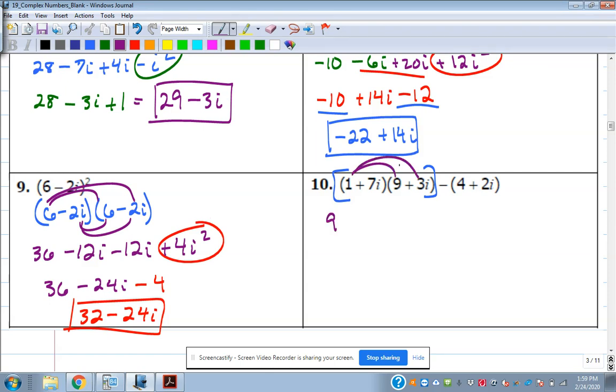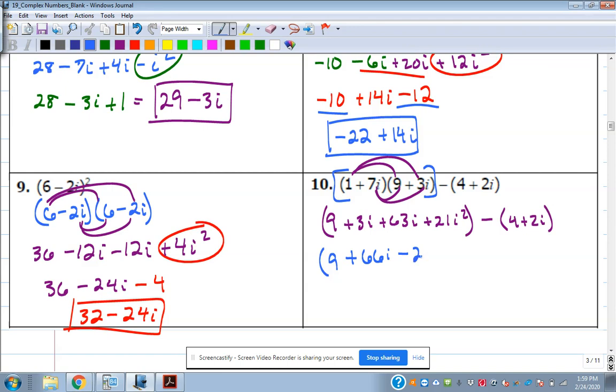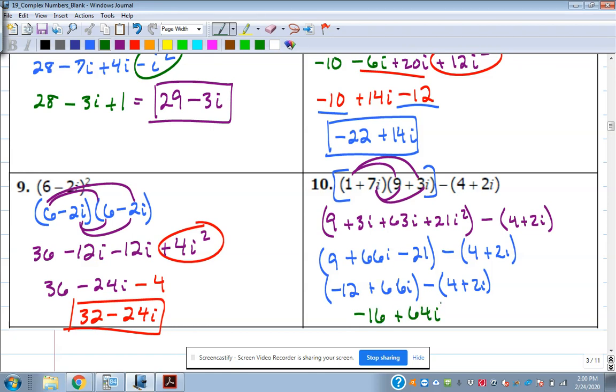So 1 times 9 is 9. 3i, 63i, plus 21i squared. Minus 21. Negative 12 plus 66i minus 4 plus 2i. Now I can do that subtraction. Negative 12 minus 4, negative 16. 66 minus 2, 4i. And again, take that, punch it into the calculator just like it's written. It's going to crank out the same answer to that. Okay. Cranks out the same answer.